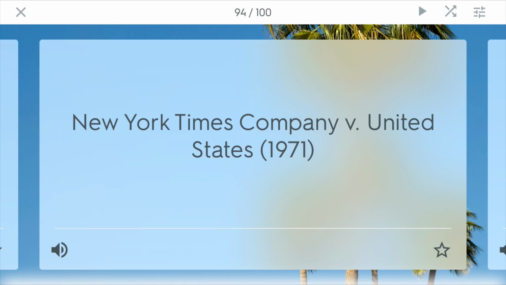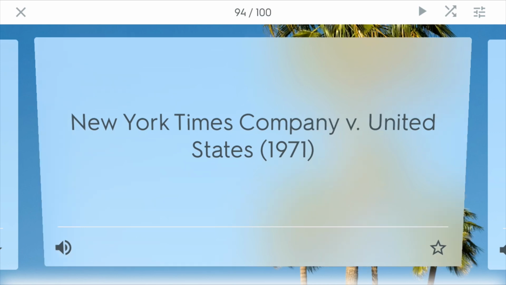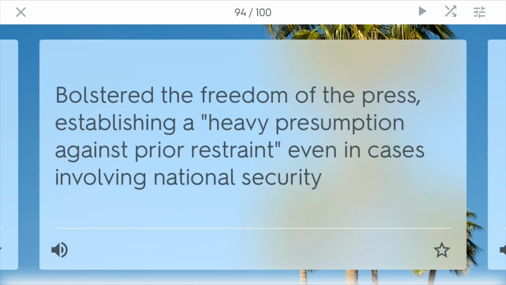In New York Times Company versus United States in 1971, Nixon didn't want some Vietnam War info to be leaked because he considered it classified and called on prior restraint to prevent the Department of Defense papers from leaking. However, the court ruled against this and supported the freedom of the press, even in cases involving national security, like this one.